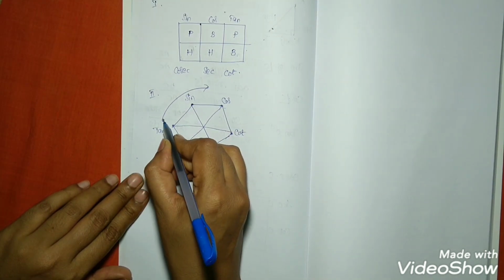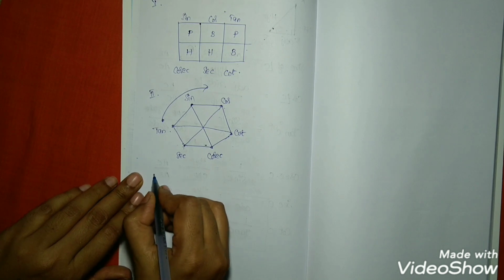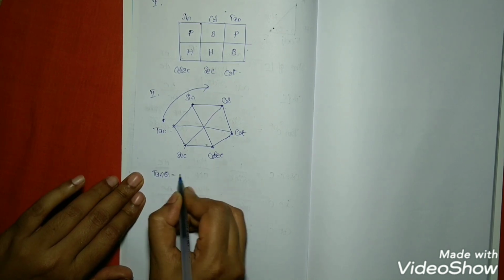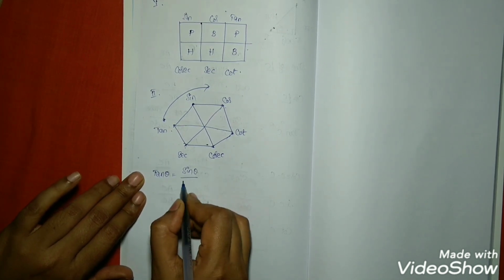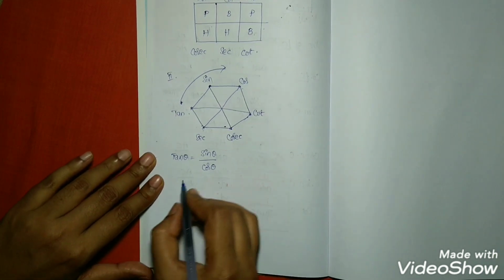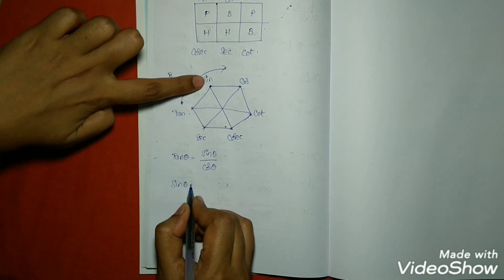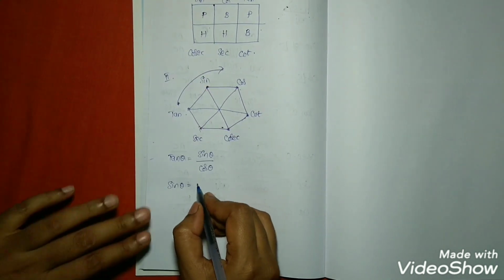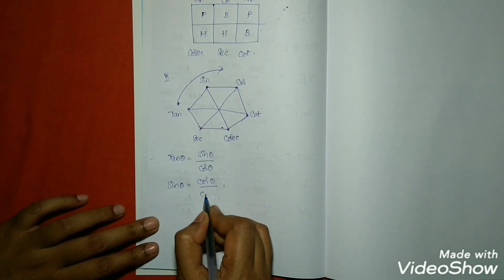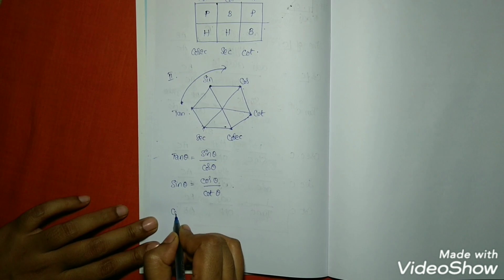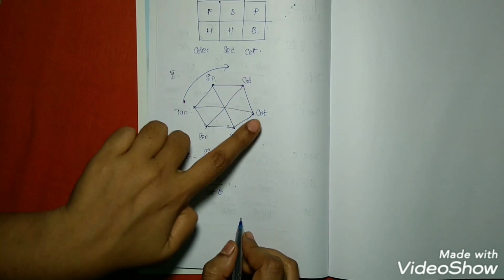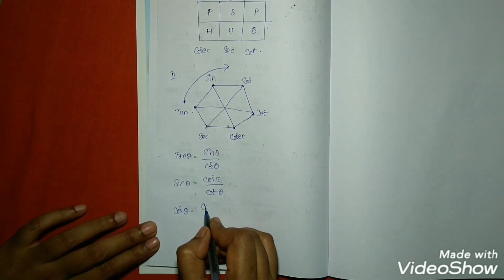Starting from tan here, move in the clockwise direction. Tan theta is equal to sine theta by cos theta, which we have already defined. Then sine theta is equal to the next two, cos theta by cot theta. Then what is cos theta next? The other two, cot theta by cosecant theta.